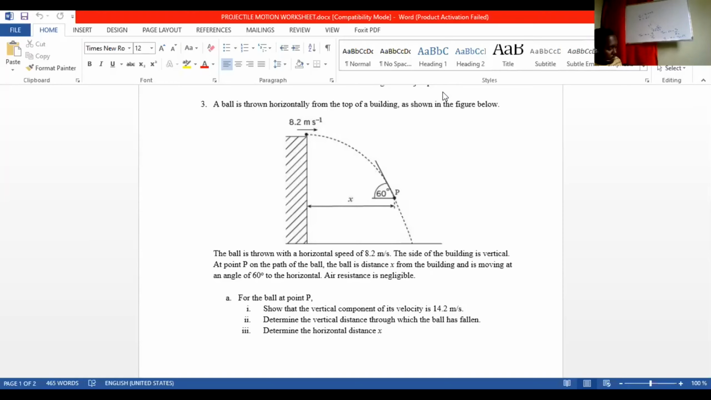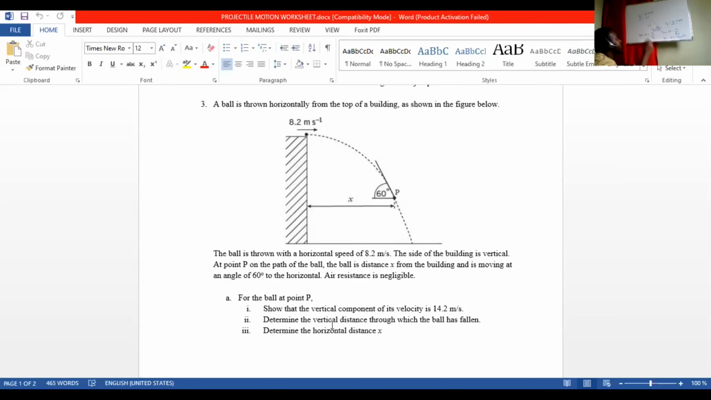Right? And when we do that, we get 14.2. We get the 14.2 that is, right? So your y component of your velocity is proven to be 14.2 at the point P. All right, next part says determine the vertical distance through which the ball has fallen. So what we're finding is the height from the top of the building to point P.